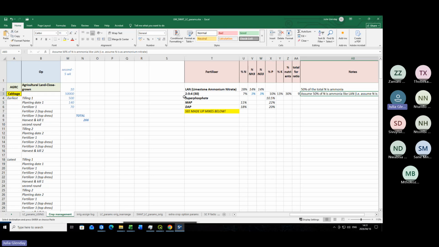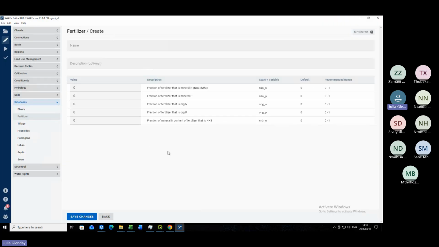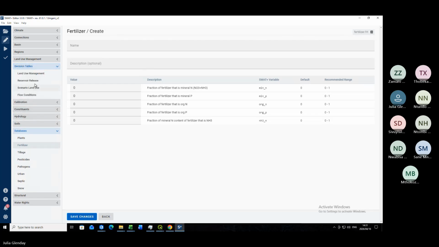And then you can give that a name, or superphosphates as a product. Then you can give it the percentages, and some of these were other ones that I found. Then you can set up that fertilizer in the model: the fraction of the fertilizer that's mineral nitrogen, mineral phosphate, organic nitrogen, organic phosphate, and then the fraction of the mineral nitrogen that is ammonia. Then you can say when it's applied to your crop in a decision table.